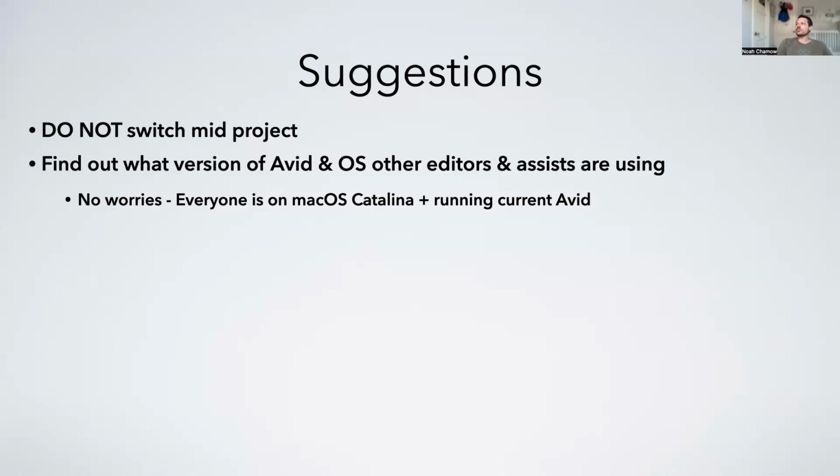So the question was asked, what about switching from Media Composer 21.6 to 21.12 mid-project on macOS Catalina? If you're currently on macOS Catalina and you're switching from 21.6 to 21.12, that's fine. The bigger concern, in my opinion, is not so much the version of Avid, it's the version of macOS. Because if you're already on the newest version of macOS, then you already got all of these headaches and things can only get better.